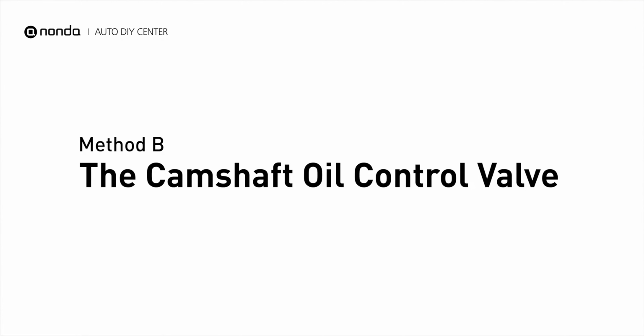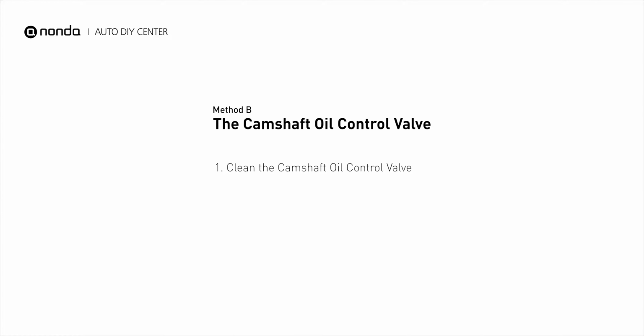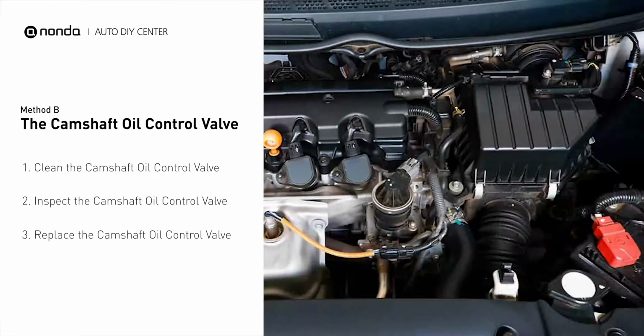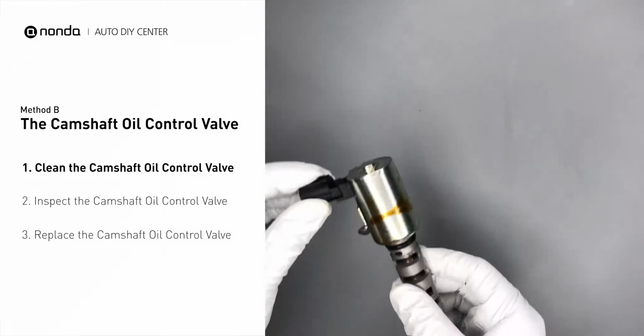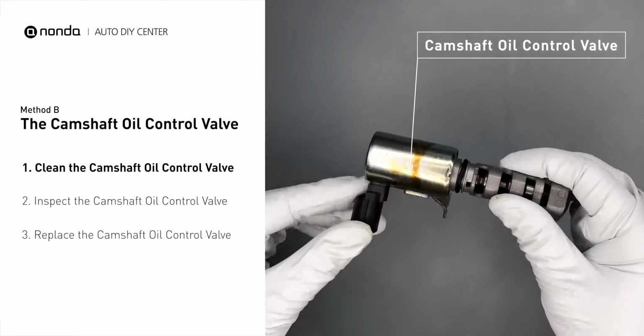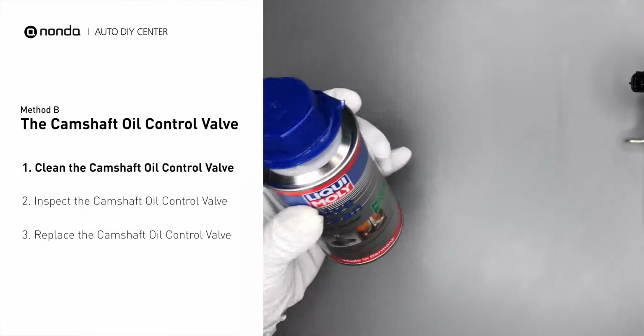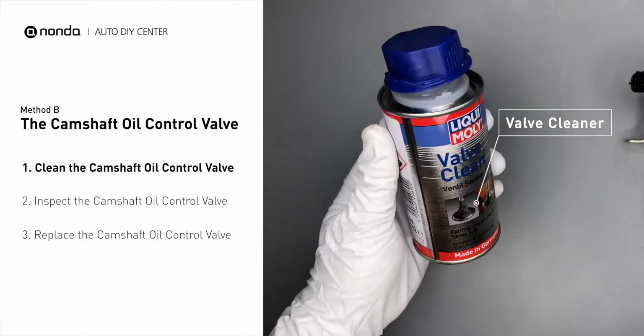Method B. The Camshaft Oil Control Valve. The camshaft oil control valves are usually located in cars that have engines with variable valve timing systems in them. First, carefully remove the camshaft oil control valve from the engine. Use a valve cleaner to clean the camshaft oil control valve.